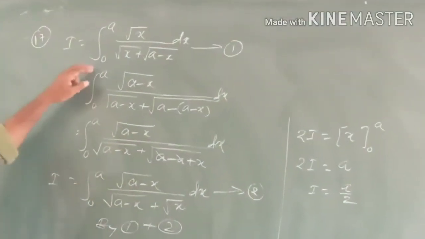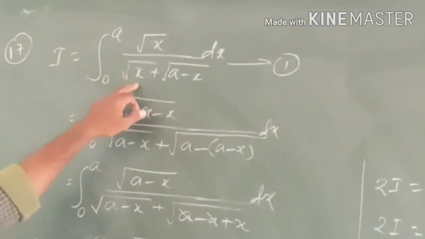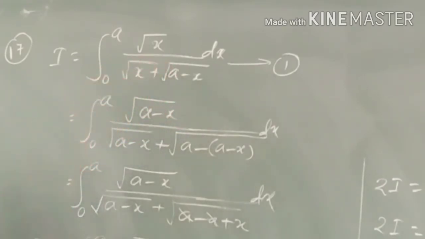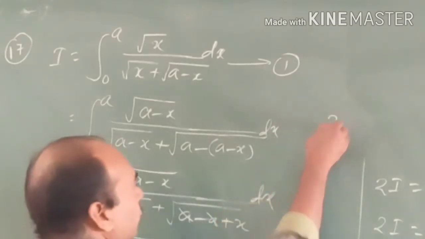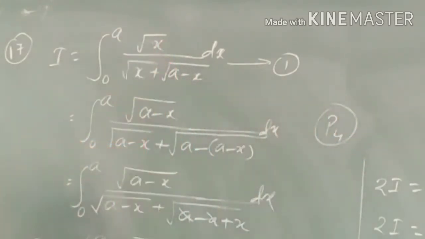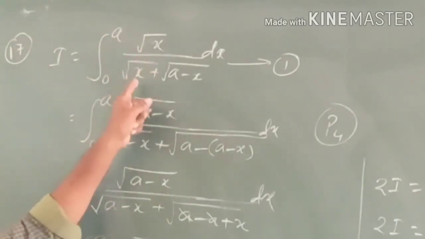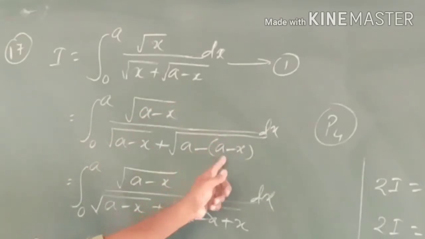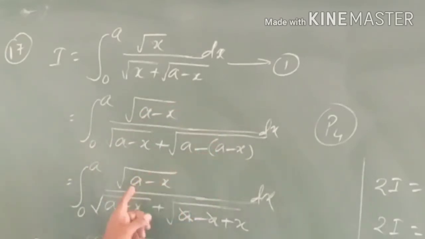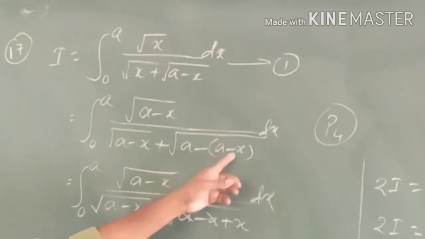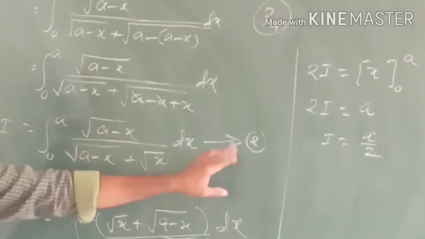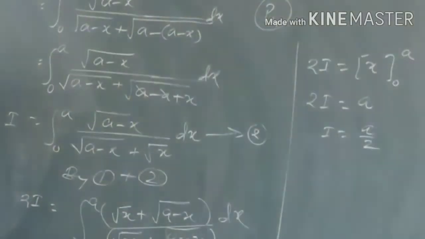Now next question number 17. In this question, integral 0 to a of under root x upon under root x plus under root a minus x, dx. If you use property number 4 here, this is P4. In place of x, write a minus x. Here also a minus x, and here also in the bracket a minus x. Now open this bracket. So minus minus becomes plus, so a and a cancel out, and this gives equation number 2.